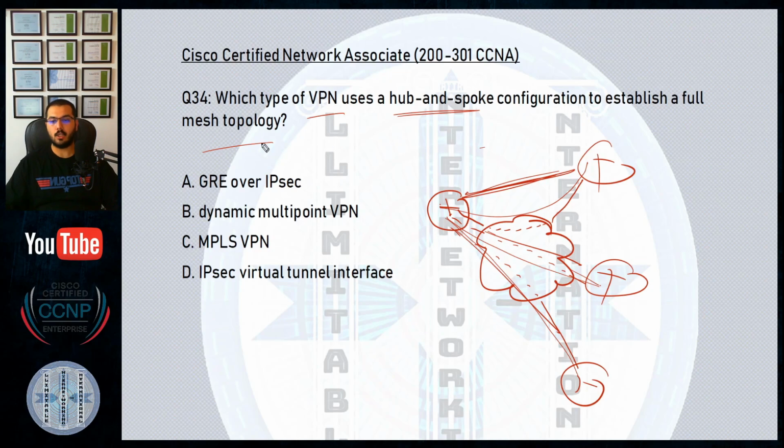So a tunnel from hub to spoke 1, a tunnel from hub to spoke 2, and to spoke 3, in this way. So GRE over IPsec is not for multiple spokes. DMVPN is for multiple spokes. MPLS VPN is a bit complicated, not facilitated in this way. No. IPsec virtual tunnel interface would be IPsec over GRE, not GRE over IPsec, and it's neither correct, neither GRE over IPsec nor IPsec over GRE. It will be DMVPN.